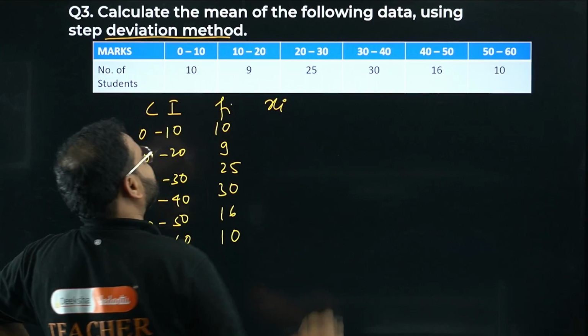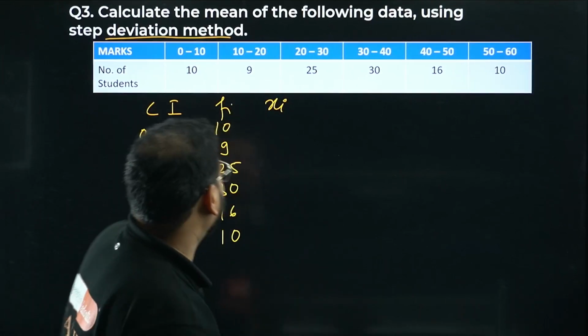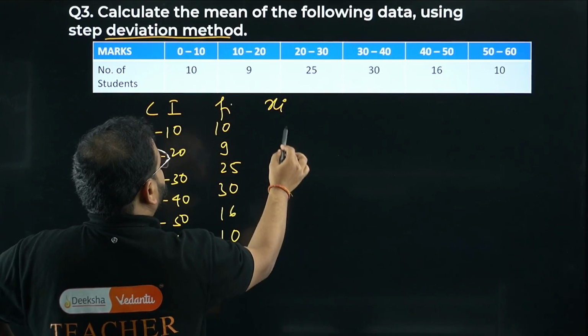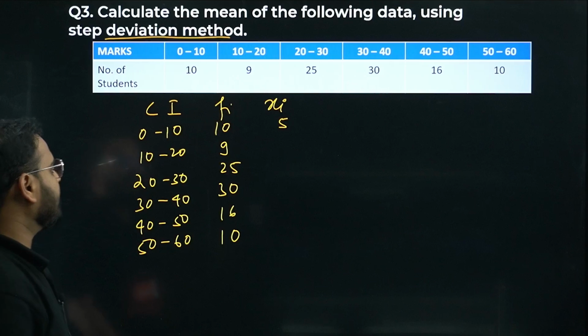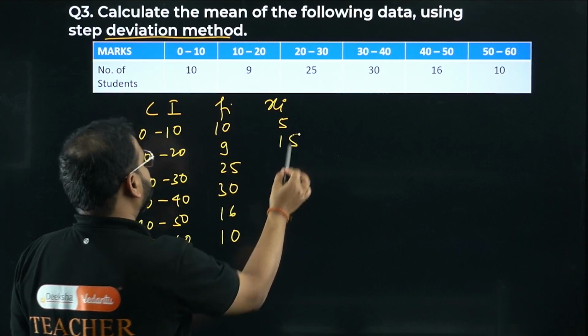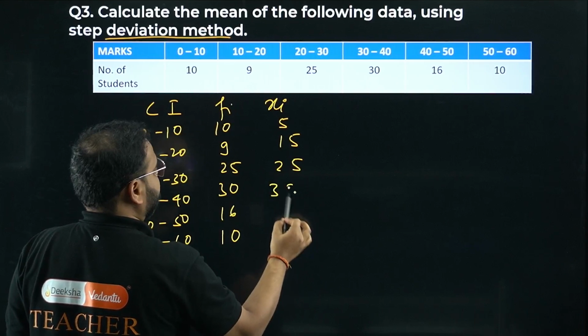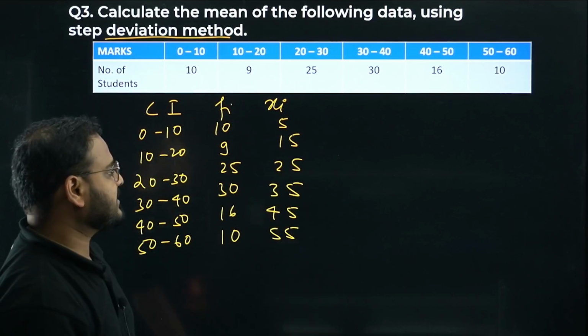Finding the value of Xi. What is Xi? Class mark. How much is that, sir? 0 plus 10, 10 by 2, 5. Here, 10 plus 20, 30 by 2, 15. Over here, 50 by 2, 25. 35, 45 and 55. This is Xi.